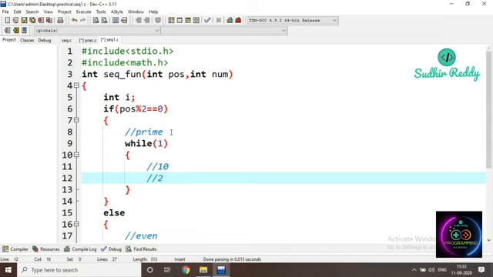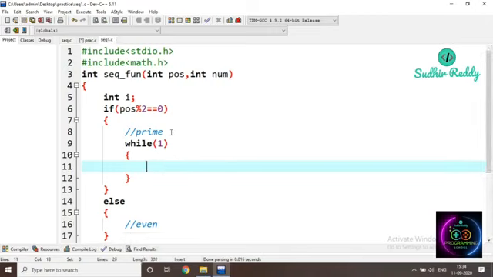Then what is the next prime number that we have to generate? That is 3. What is the next prime number? That is 5. Like that, we are going to find the next prime number after each number. For that, I am going to write one function that calculates the next prime number of that number.